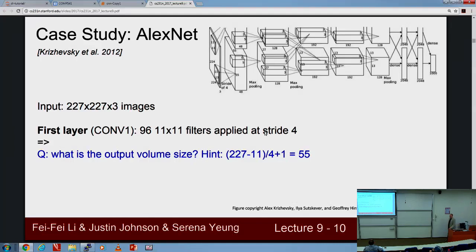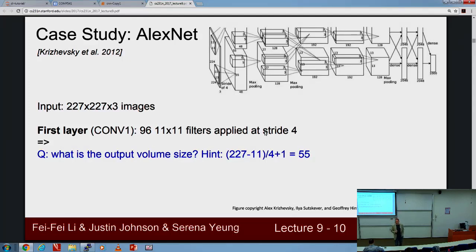So with MNIST, our inputs were 28 by 28 by 1. With ImageNet, the inputs to AlexNet were scaled to be 227 by 227 by 3. Now the first layer that we called conv1 has 11 by 11 convolutional filters. There are 96 of them. And unlike GoogLeNet, we apply these using stride equals 4.